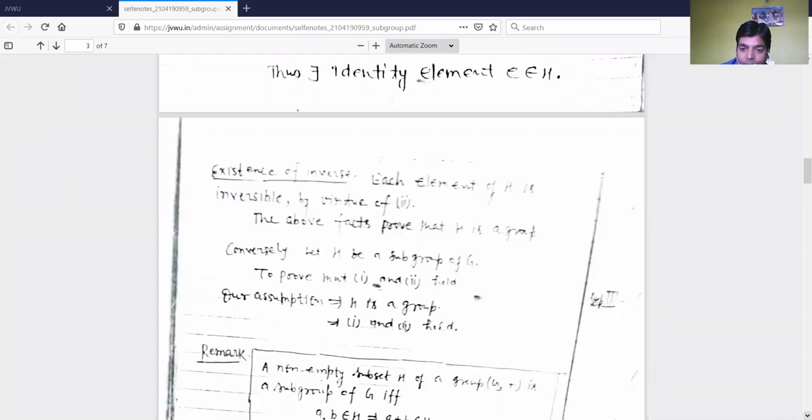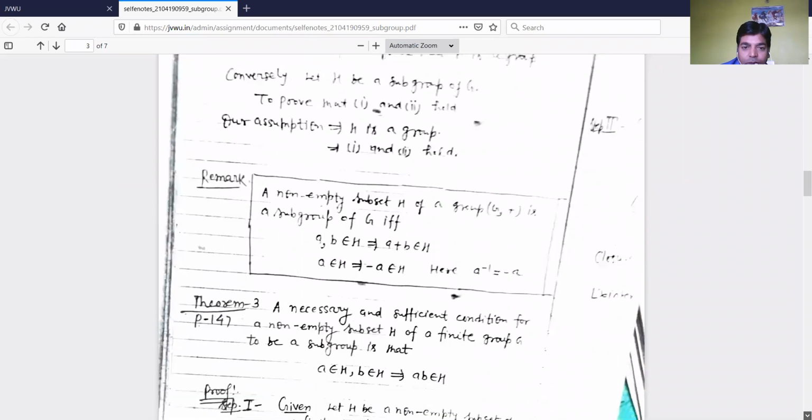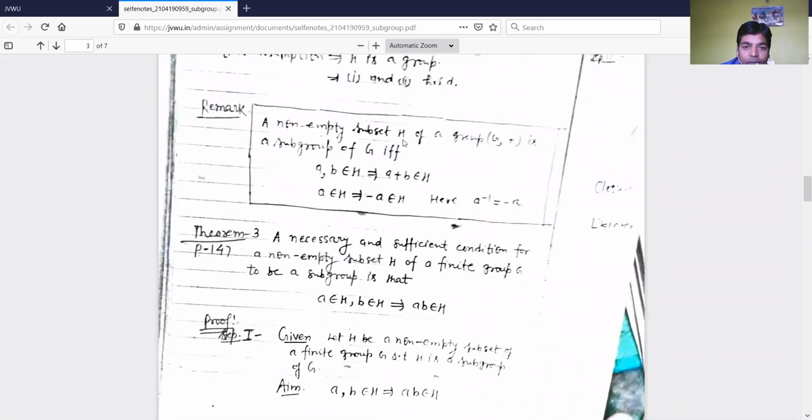Now for the next remark: a non-empty subset H of a group G, plus, is a subgroup of G if and only if A, B belongs to H implies A plus B will also belong to H, and A belongs to H implies minus A belongs to H. Here A inverse is equal to minus A. This is the remark for when the operation is addition.